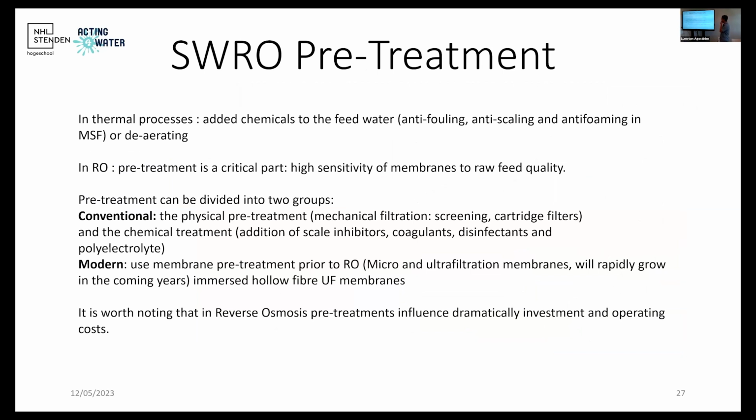Regarding seawater reverse osmosis pre-treatments: in the thermal processes, the chemicals added to the feed water are mainly antifouling, antiscaling and antifoaming, as I said. But in reverse osmosis, the pre-treatment is a critical part.